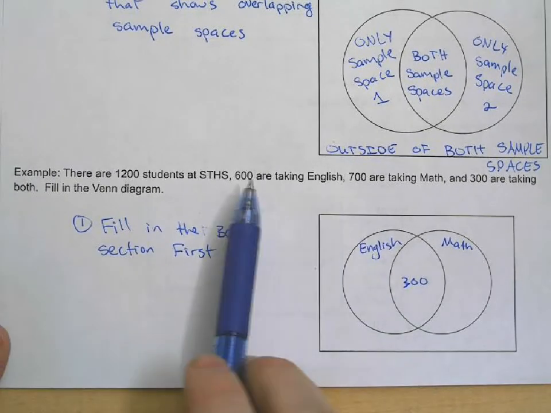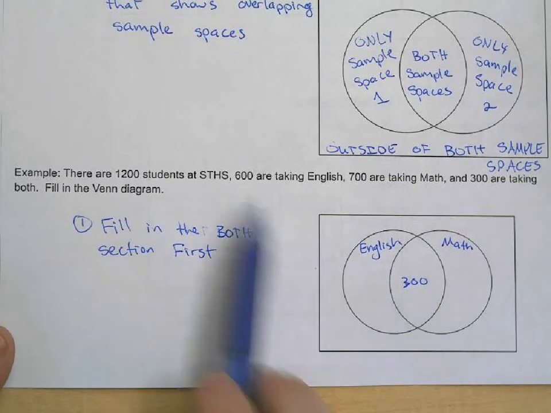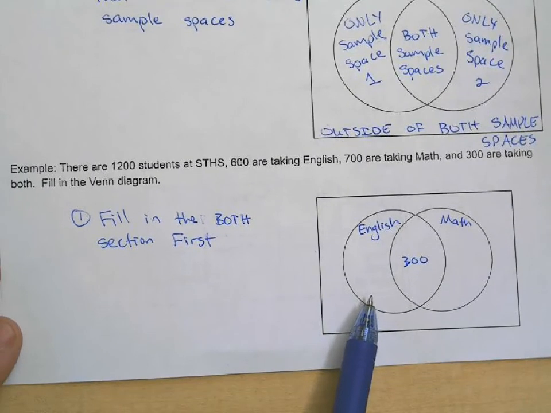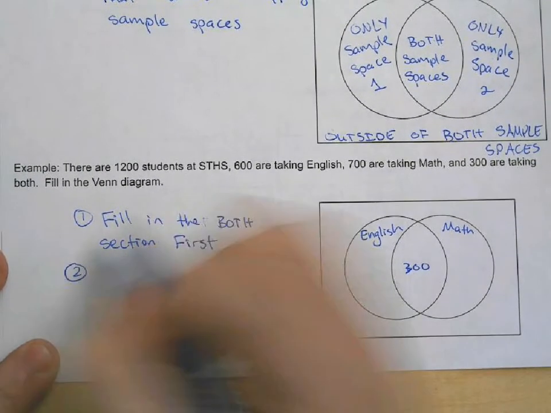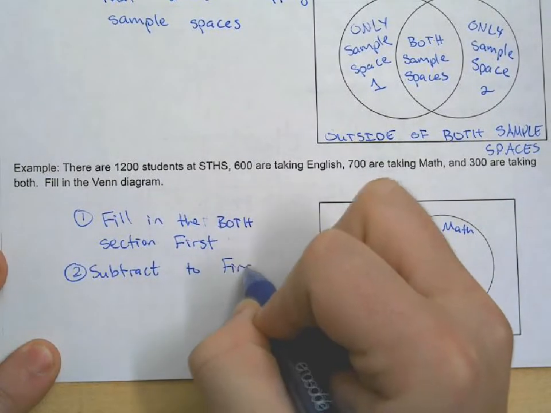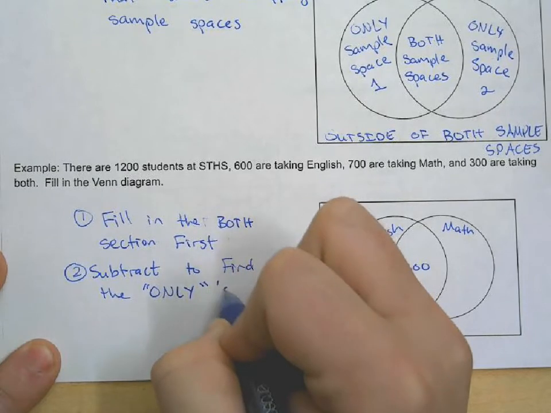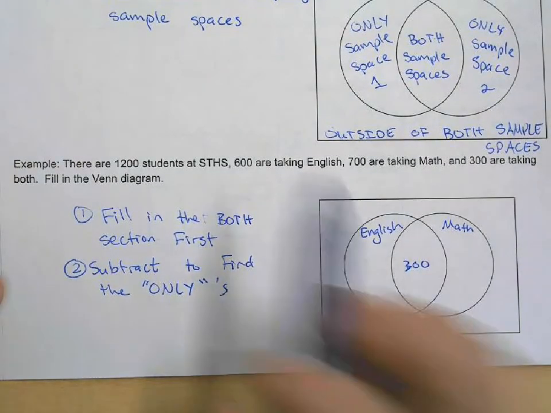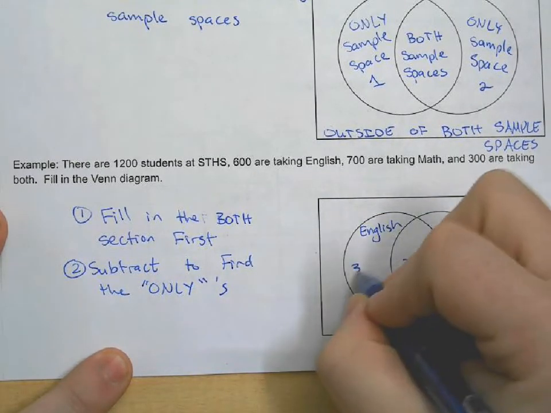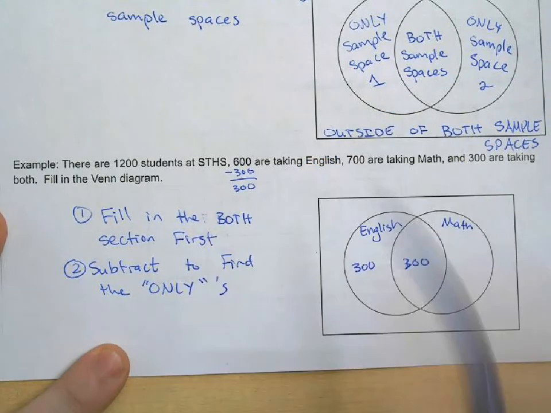So the idea is if 600 are taking English, but 300 are taking both, how many are left taking only English? So my second step is to subtract to find the onlys. So I'll take my total taking English, 600, and I subtract from it 300, and I get 300. So we did 600 minus my both is 300.